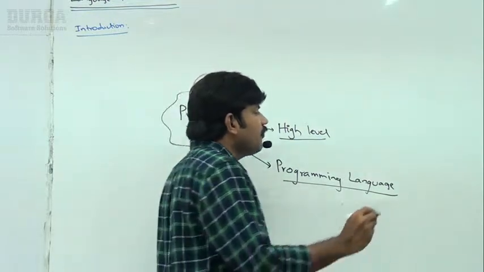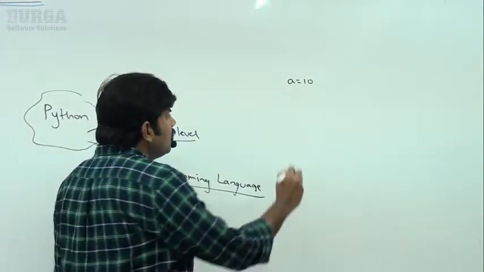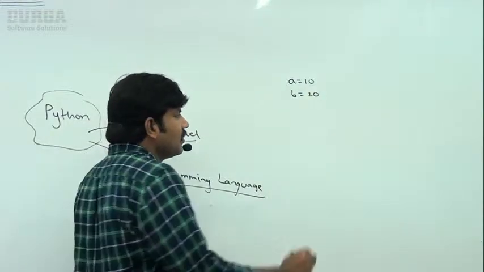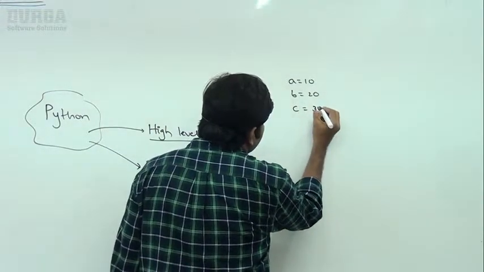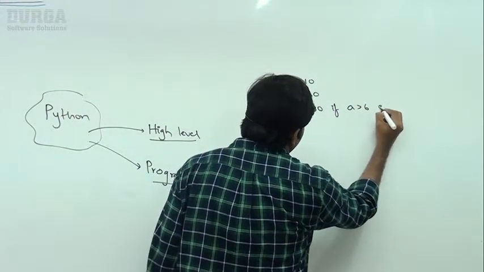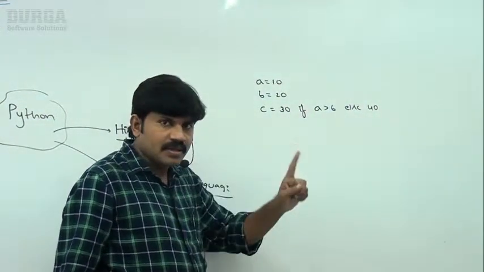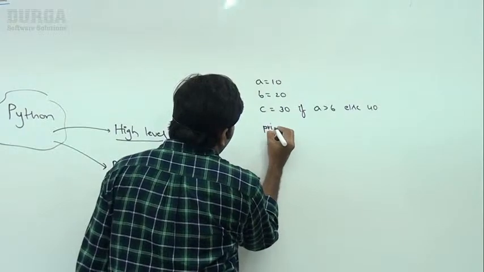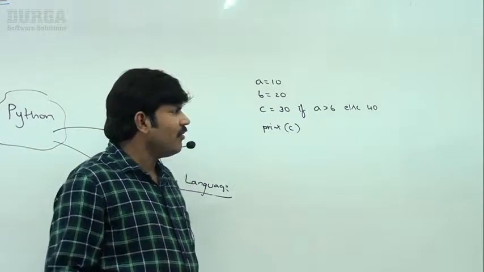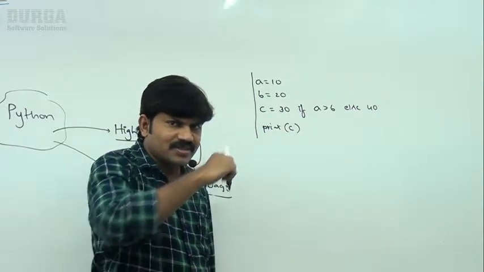Here observe, I am taking A is equal to 10, B is equal to 20, C is equal to 30 if A greater than B, else 40. Print C, sir. Are you getting the print of C? Sir, if I take this code, are you in the position to understand this code?